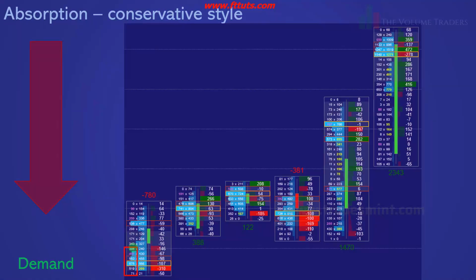Yeah, so very good if the absorption is happening on the wick. There could be sometimes body, but the best setups are when we see rejection candle. So definitely the wick, and the price is above these passive orders.